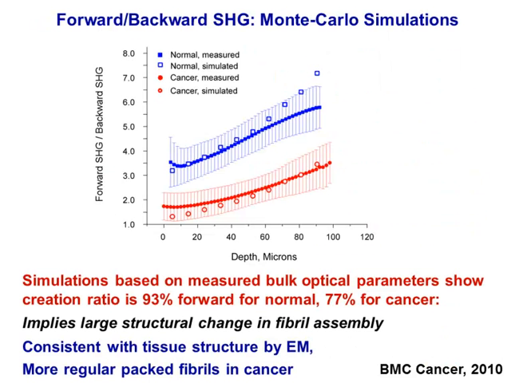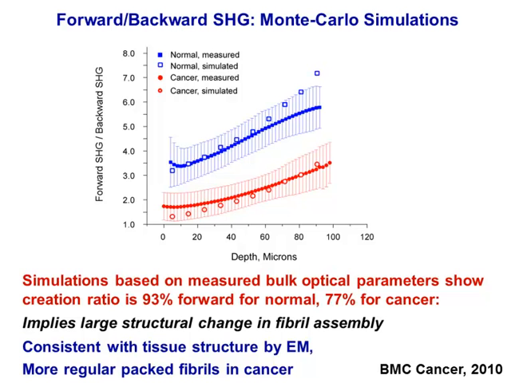So if we do that, this is the experimental data I just showed you with the corresponding best fit simulations. This is the cancer, this is the normal. And what this shows is the best fit was that the normal was about 93% forward, that's about 13 to 1. And then the cancer was 77% forward, that's about a 3 to 1 ratio. So these initial forward-backward ratios are very, very different for the cancer and for the normal. That implies there's a large change in the fibril assembly.